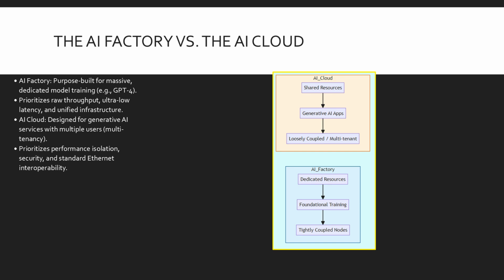On the other hand, an AI cloud extends traditional cloud infrastructure to support generative AI. In an AI cloud, you might have thousands of different users running different jobs. Here, performance isolation is key. You cannot let one user's heavy traffic crush another user's performance.